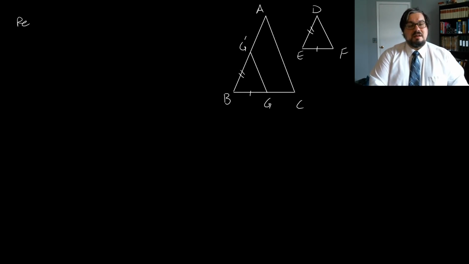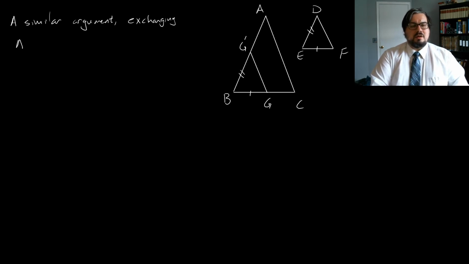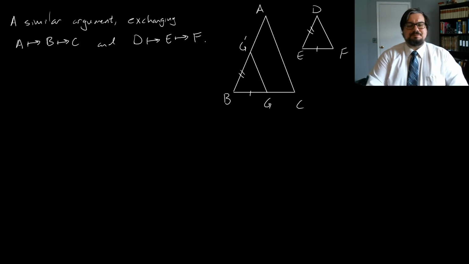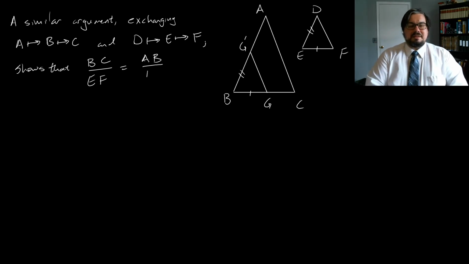And so continuing the proof, we can say a similar argument, exchanging A to B to C and D to E to F. That is, just write down exactly the same proof, but replace every A with B, every B with C, and every C with A. And similarly for D's, E's, and F's, will show that the segment BC over the segment EF is equal to the length AB over the length DE.